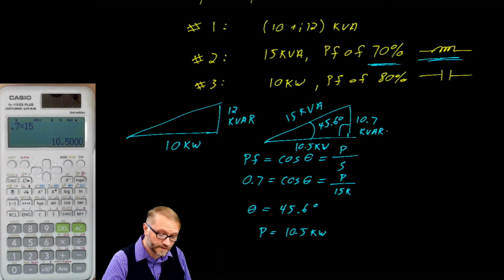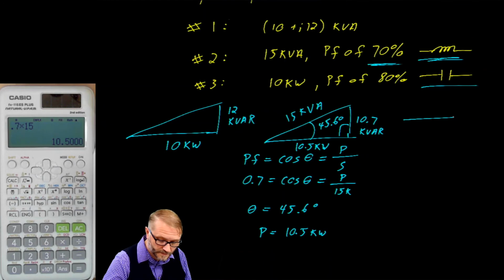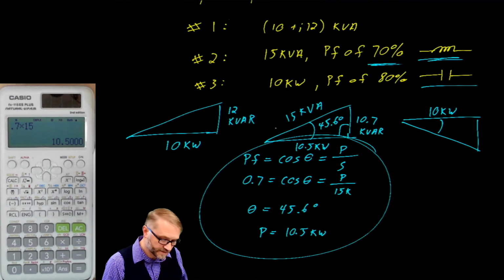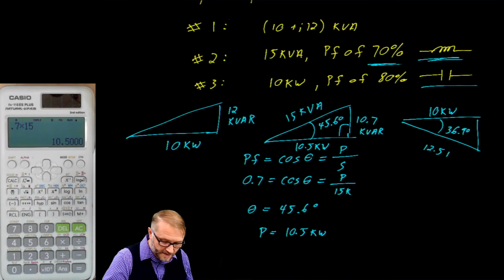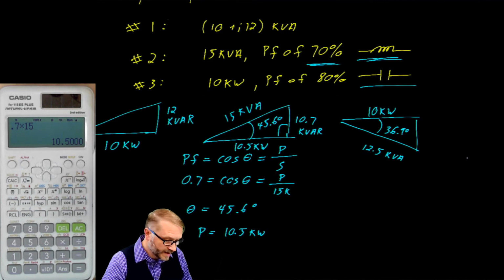The third load is capacitive. It will have a power triangle that points down. We're told that it's 10 kW, and we'll use these same ideas to find the angles. I'll leave that up to you, but that works out to be 36.9 degrees. This here is 12.5 kVA, and it's 7.5 kVAR.